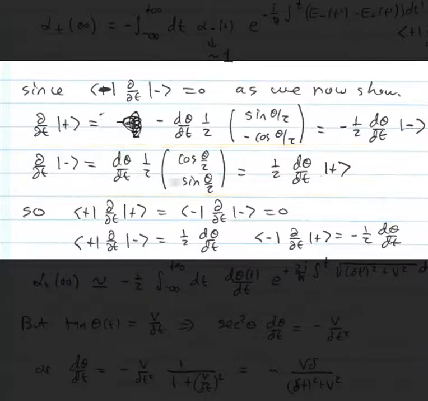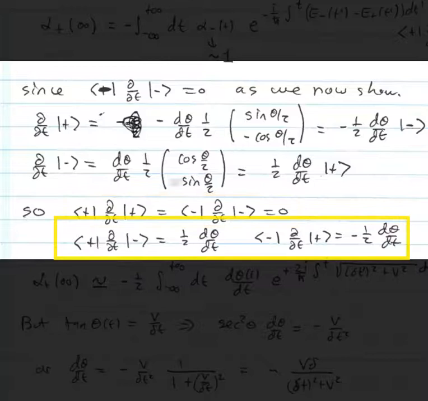Now let's take the overlaps of these derivatives with respect to the plus and minus states. Plus d by dt plus and minus d by dt minus, they're both equal to 0 because the derivative was always proportional to the other state. Of course, we kind of know that because the plus states and the minus states are always normalized, and the derivative of a normalized state must always be perpendicular to the state. Now we find plus d by dt of minus is 1/2 d theta dt, and minus d by dt plus is minus 1/2 d theta by dt.